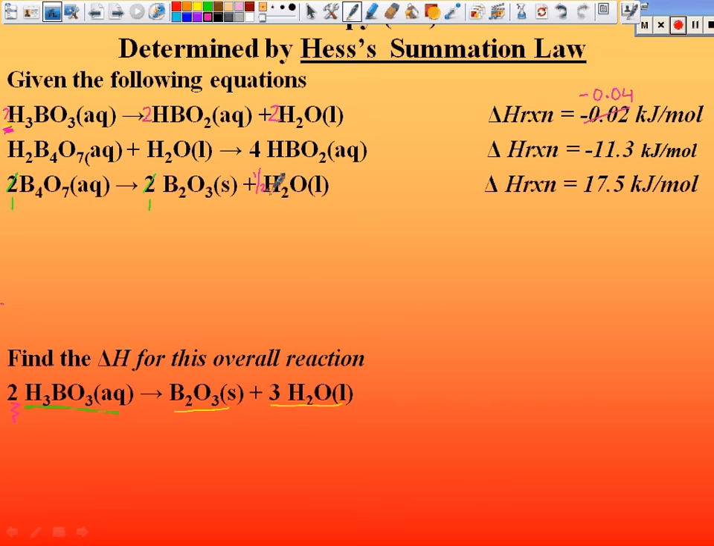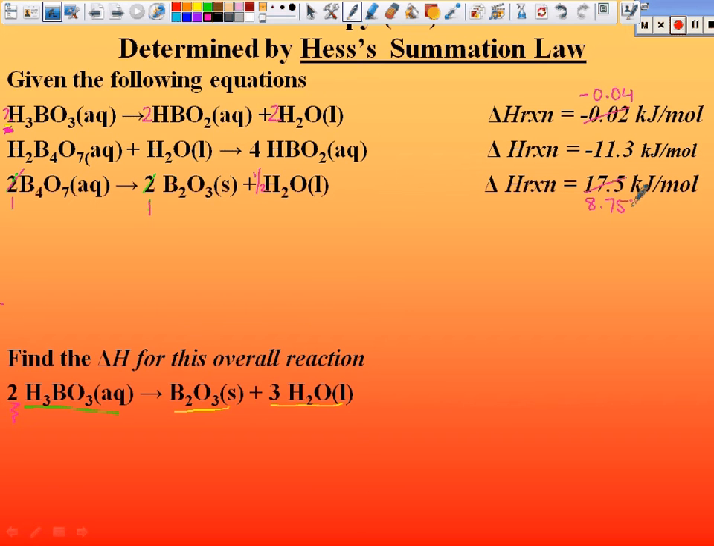So I'm going to write this in pink so it stays the same. If we change the coefficients, how does that affect our delta H? Halves it. So what is half of 17.5? Okay, we good so far?